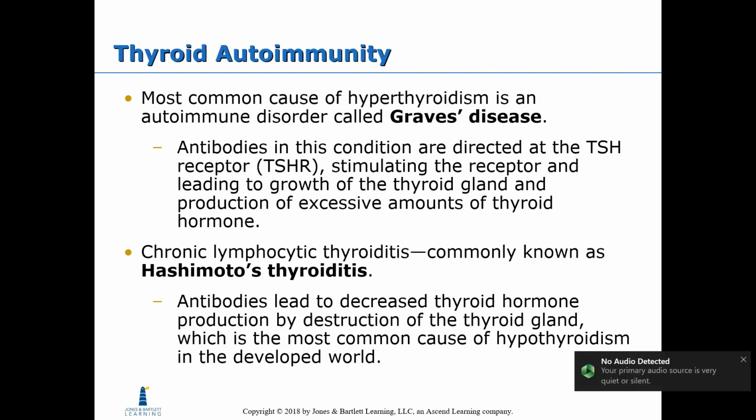Thyroid autoimmunity. So the most common cause of hyperthyroidism is an autoimmune disorder called Graves' disease. Antibodies in this condition are directed at the TSH receptor, TSHR, stimulating the receptor and leading to the growth of the thyroid gland and production of excessive amounts of thyroid hormone.